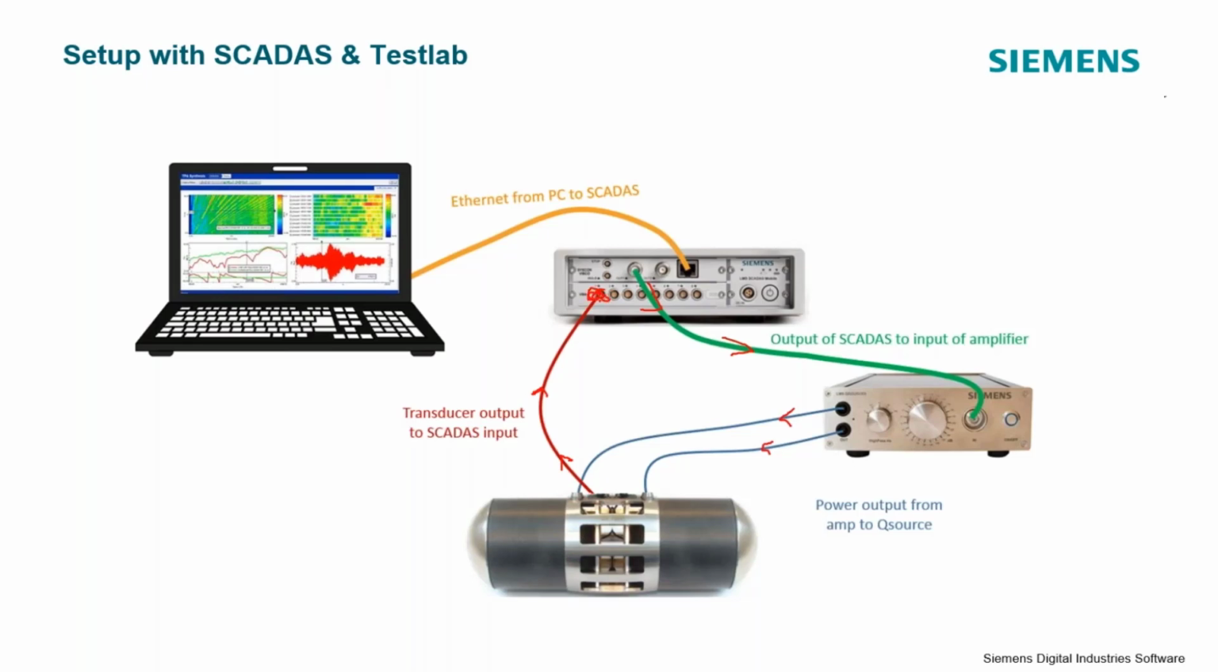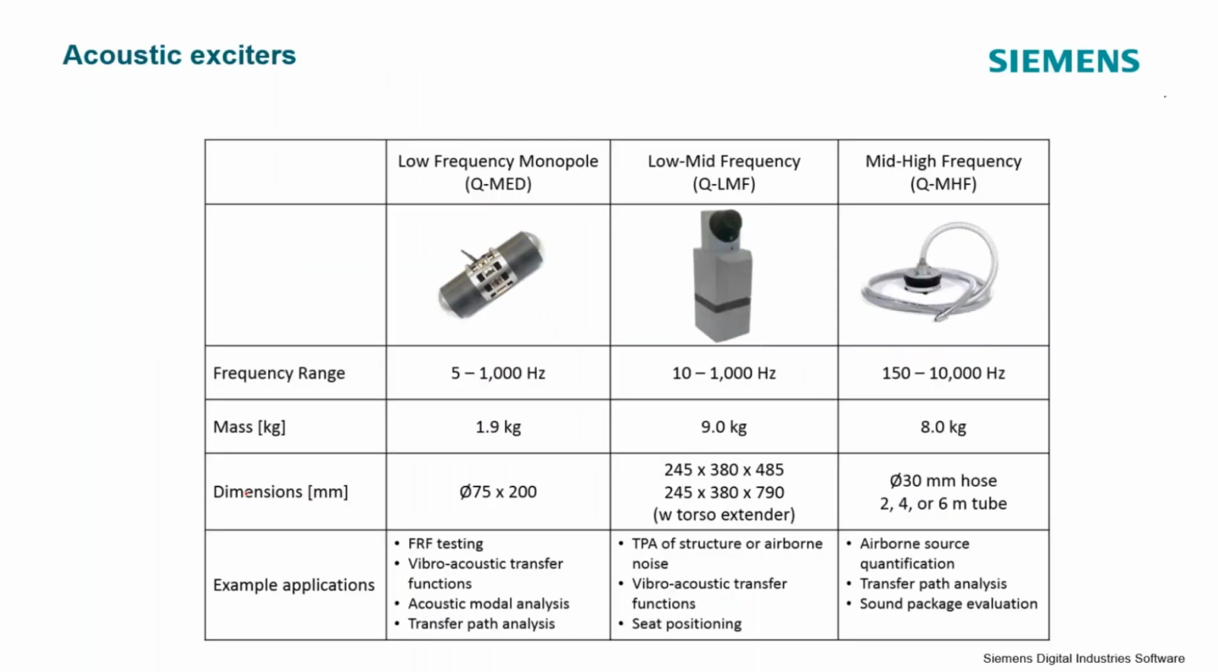So just like we would with a force impact hammer, we measure that force, we measure the response. We can do exactly the same thing with a Q source. In this case, it's an acoustic force generated by this Q source acoustic speaker. And then we use test lab in the traditional way. So that's how we hook these things up. We look at some numbers associated with each of these.